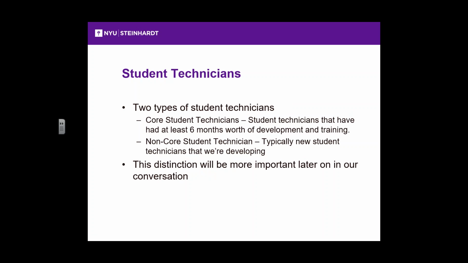For our team, we have two types of student technicians. We have core student technicians, who are student technicians that have had at least 6 months worth of development and training. And we have non-core student technicians, who are typically new student technicians that we're onboarding and developing. This distinction will become important later on in our conversation.